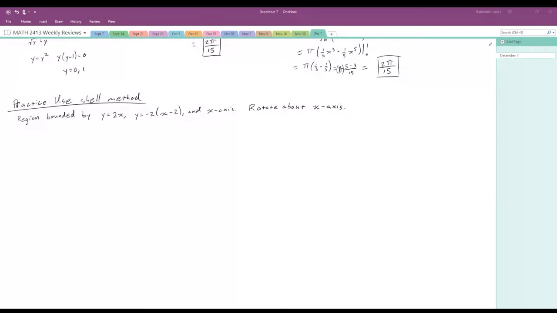Let's see, you got 8 pi. Can you double check your answer for me? I think you're missing a term. Yeah, 8 pi is too large. Give it another couple of minutes, see if you can figure out your answer. Sound good? Or figure out your mistake.